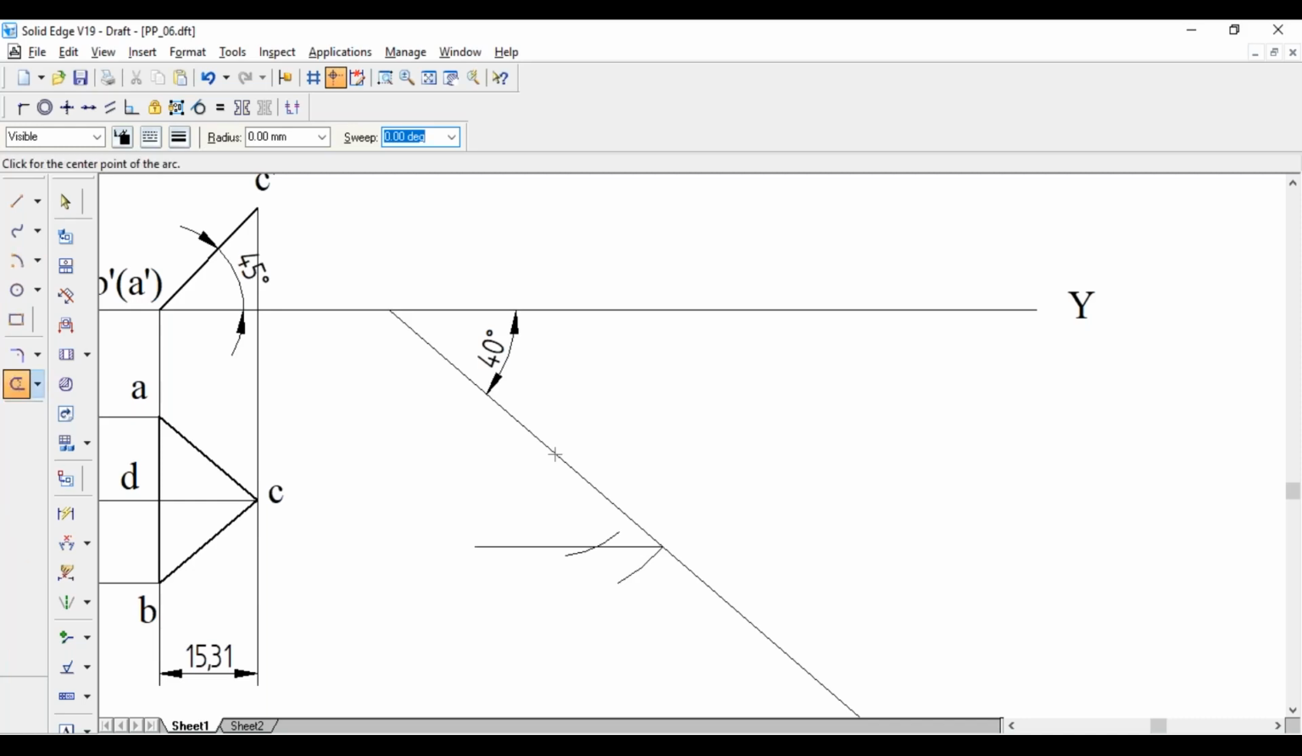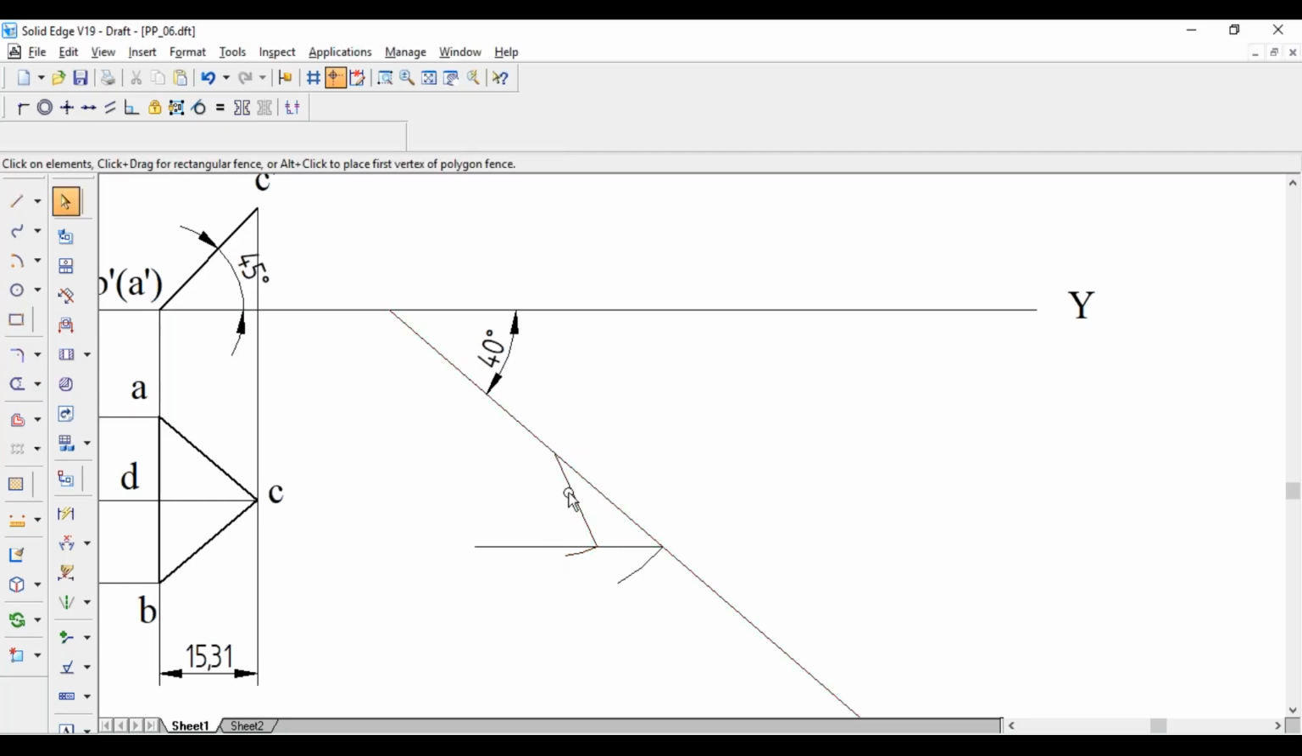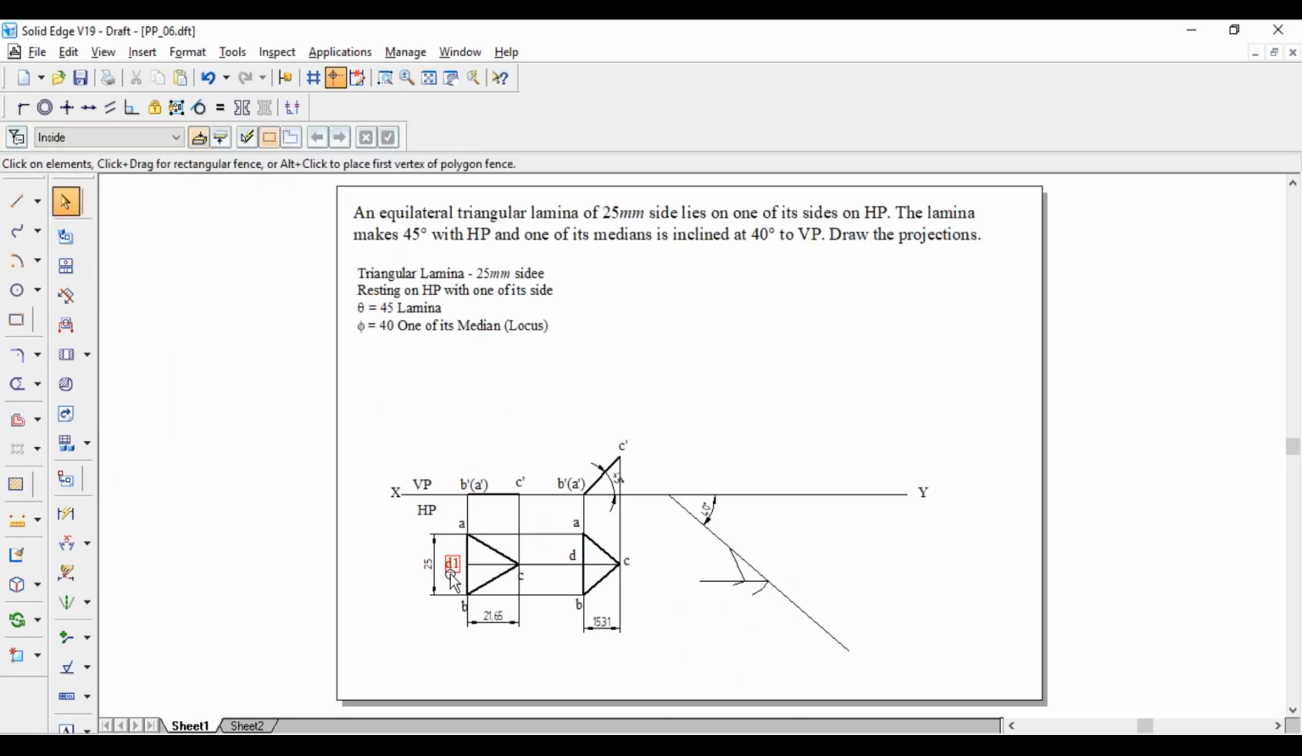Trim the extra portion. You join this one from this point to this point. This has to be 15.31. That is this one. Now this one is 21.65. That is this one. So I will call this point as D1.